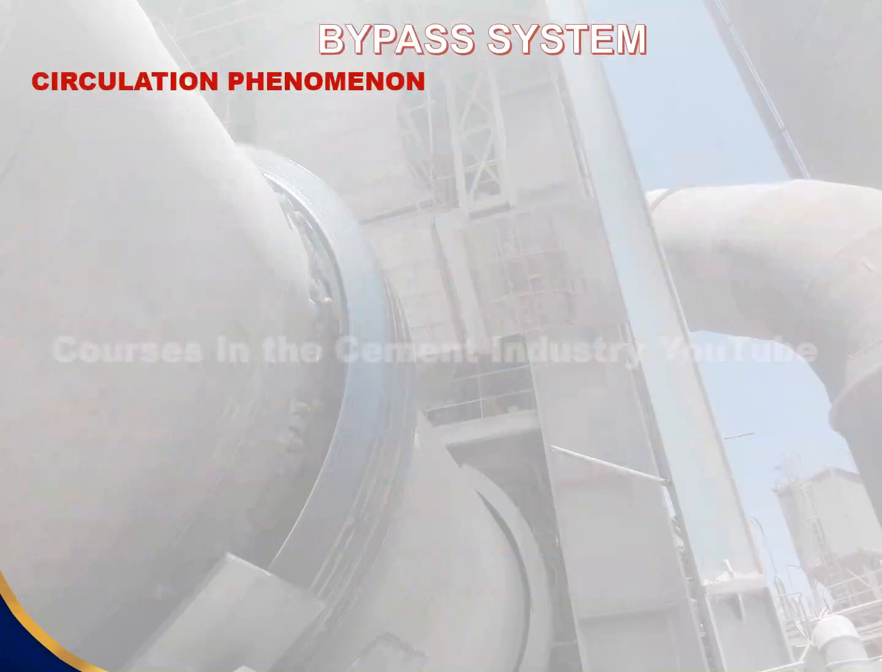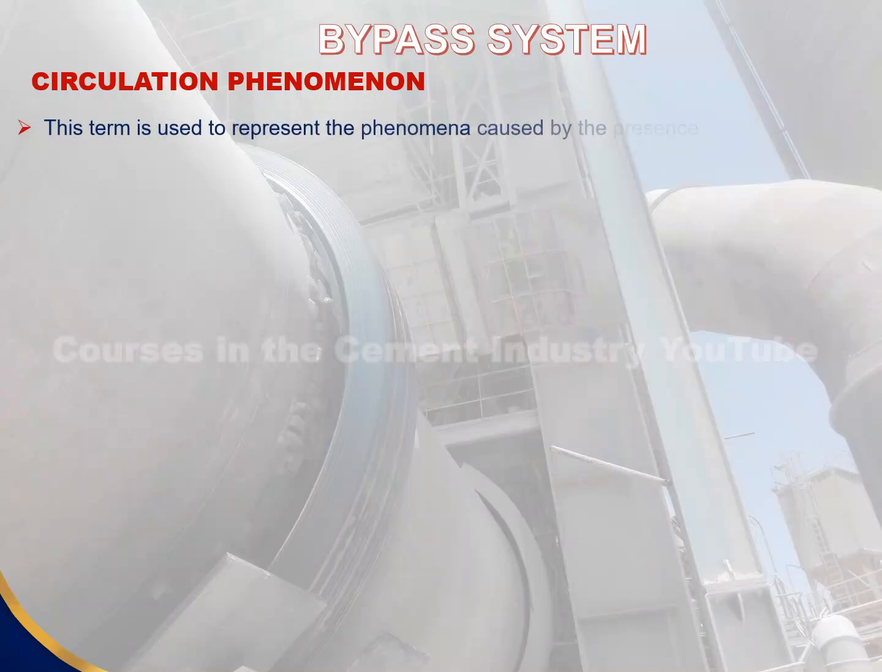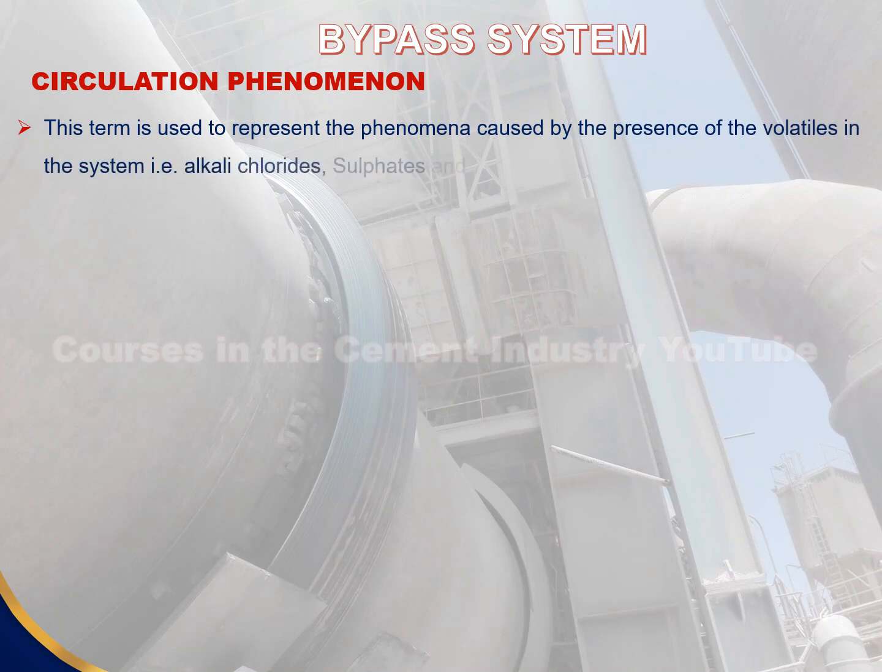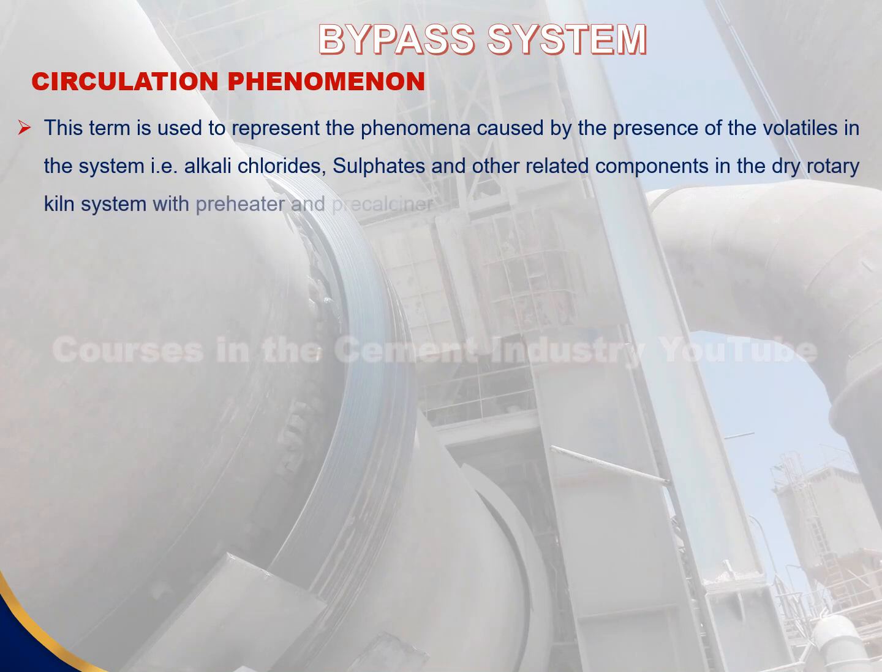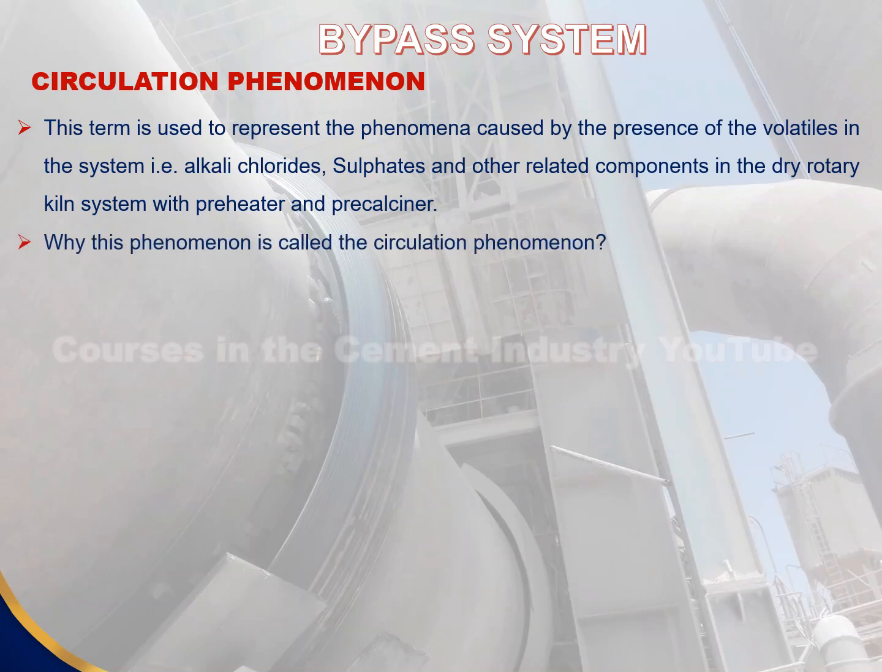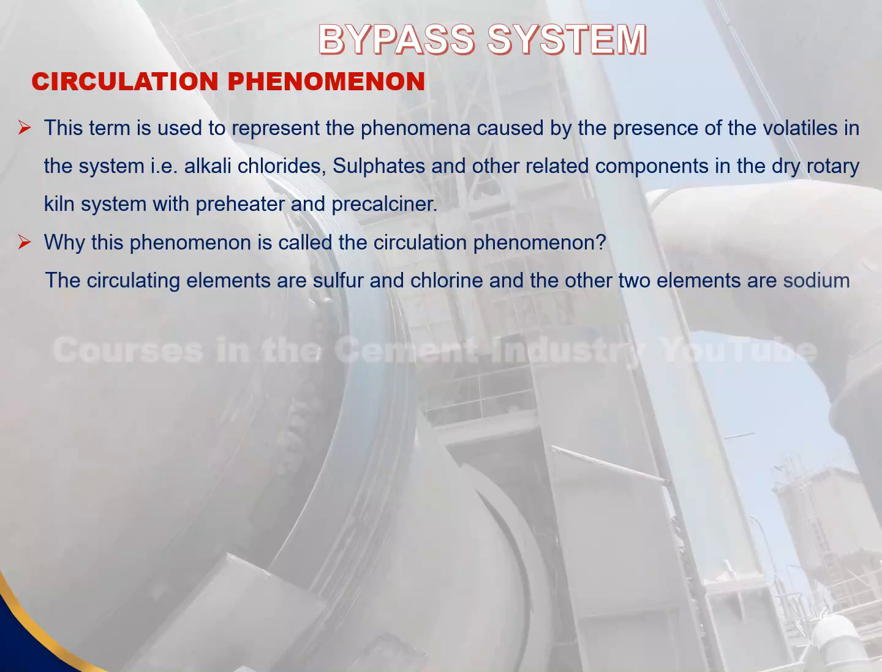Circulation phenomenon. This term is used to represent the phenomena caused by the presence of the volatiles in the system, as alkali chlorides, sulfates, and other related components in the dry rotary kiln system with preheater and precalciner. Why is this phenomenon called the circulation phenomenon? The circulating elements are sulfur and chlorine, and the other two elements are sodium and potassium.